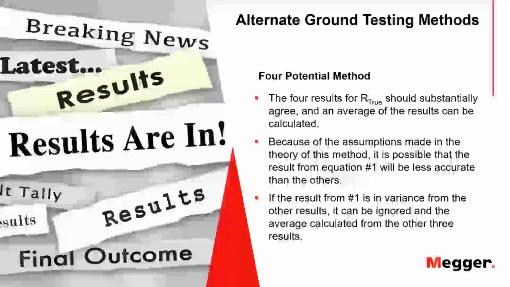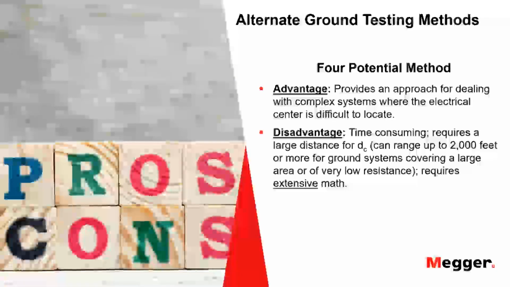Next. So again, your advantage in this case is a way of working with diffuse systems where it's hard to figure out where your electrical center actually is, and it makes your probe spacing less subject to conjecture. The disadvantage, again, is not so much as it used to be, because the software will come to your rescue and reduce the time that it takes to arrive at a reliable result. Next.